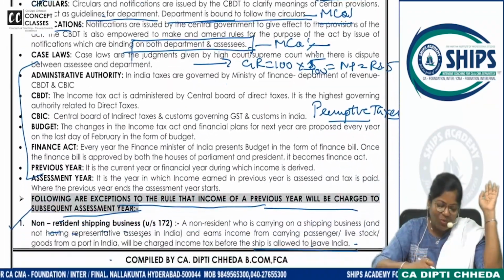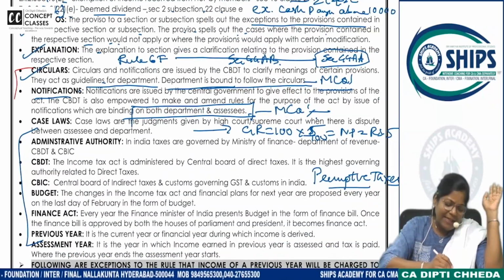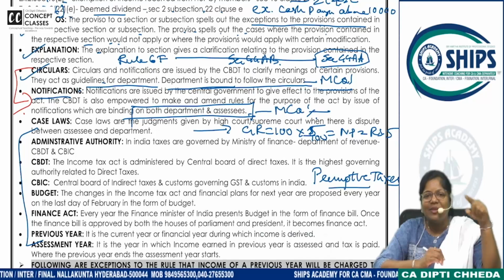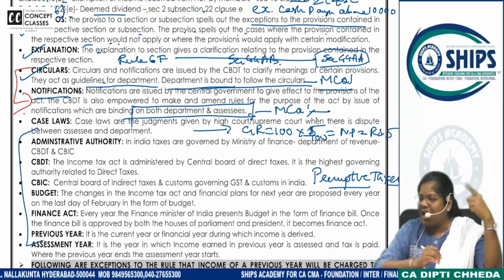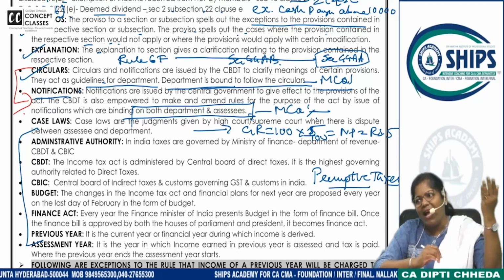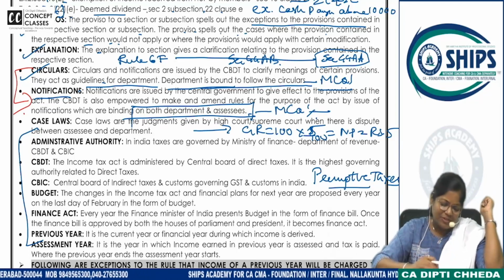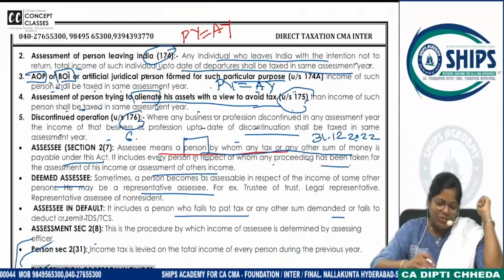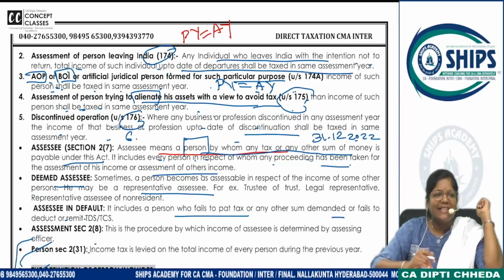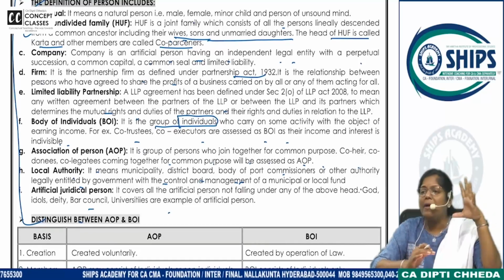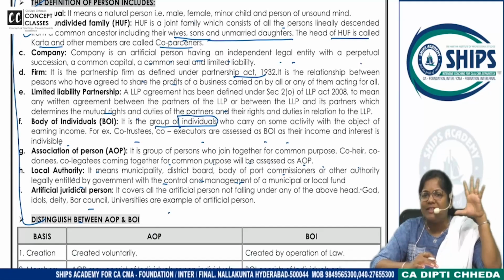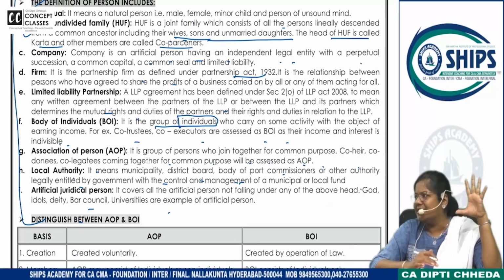What is section? Provisions? I repeatedly said the frequently asked question is: circulars are binding for the department. Notifications are for the SSC also and for the department also. Then exceptions to the rule wherein previous year and assessment year are the same. Then who is a person who is liable to pay tax? For this we have spared one full class.